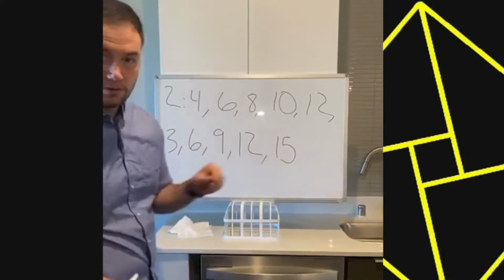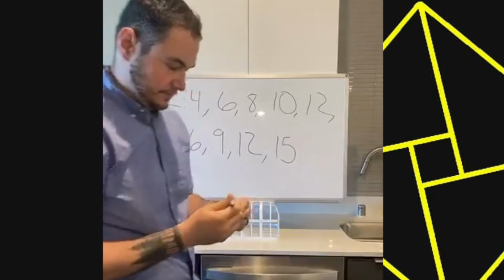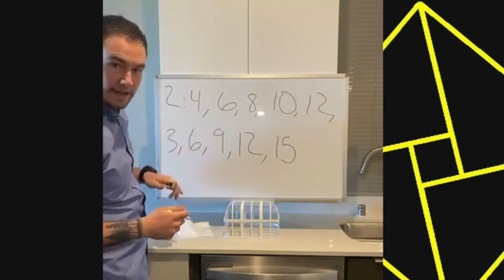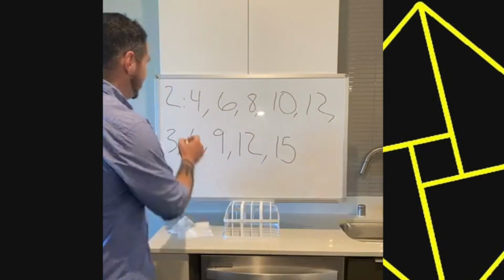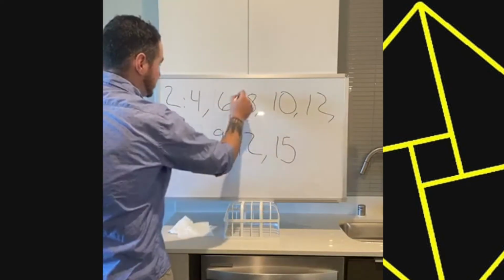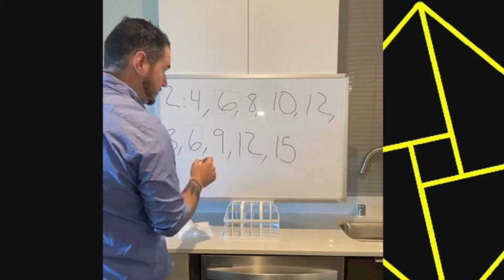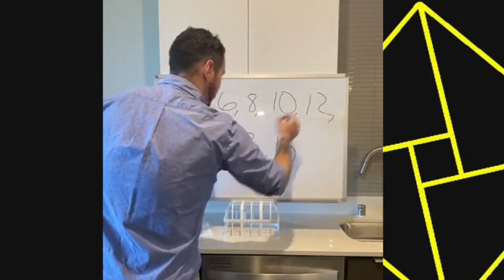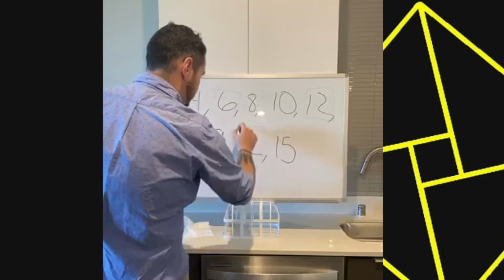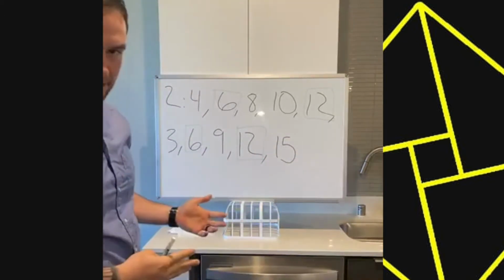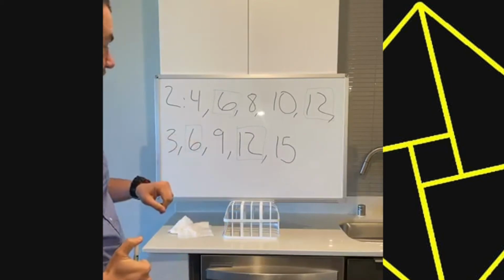Alright, so now what we're looking for is a common multiple. Alright, I'll use green. So our common multiples are multiples that are the same between both numbers. So in this case we have 6 and 6. And then, do we have any more? 12. 12 and 12. Alright? Now, which one's the lowest? The lowest common multiple is going to be 6, right?